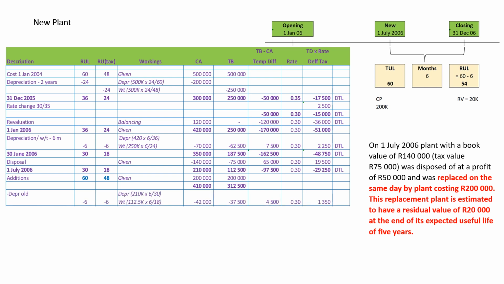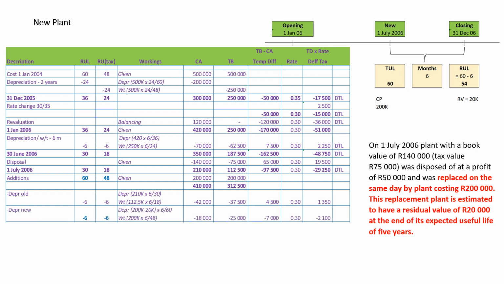So your depreciation on the old is your 210,000. It won't be your 410, it will be your 210 multiplied by 6 months use over your 30 remaining. Your wear and tear on the old will be 112,500 multiplied by 6 over 18, not 6 over 48. And that's how you get 42,000 and 37,500.